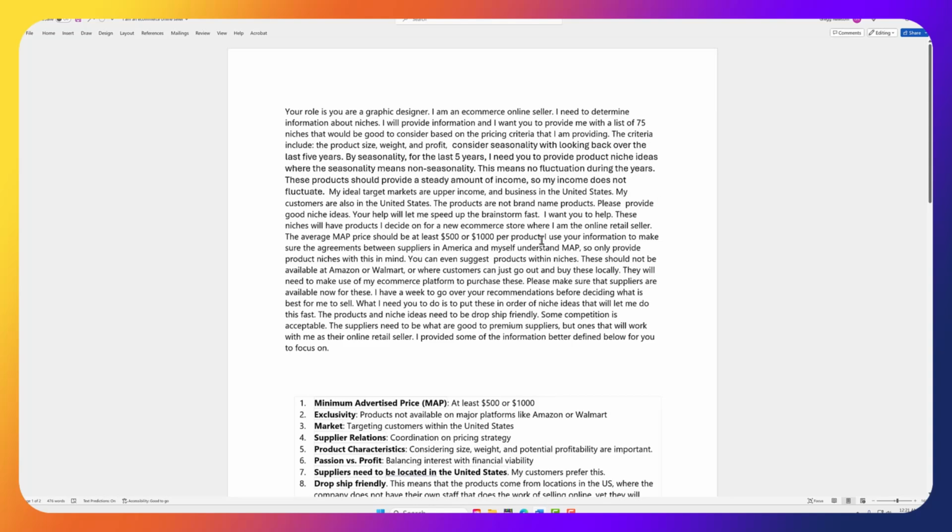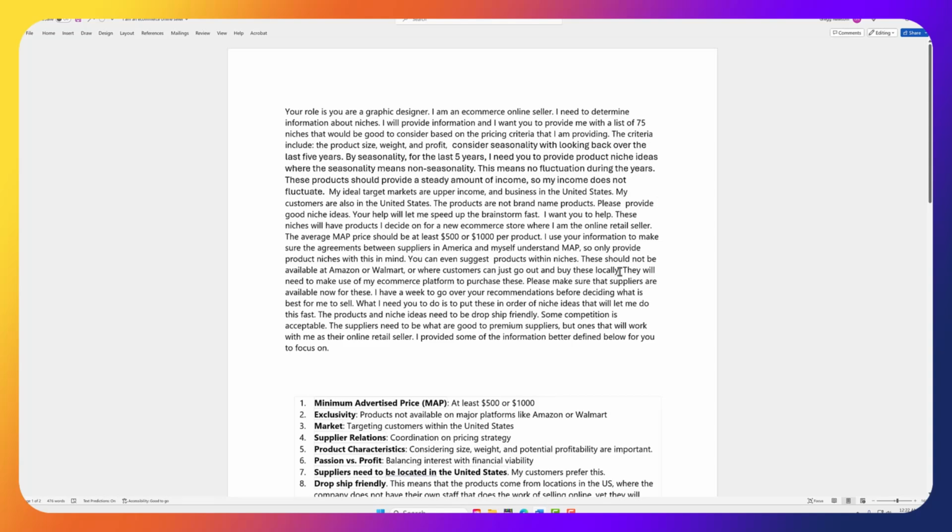It knows what MAP price is, so I don't need to tell it what that means. I use your information to make sure the agreements between suppliers in America and myself understand MAPs, so only provide product niches with this in mind. You can even suggest products within the niches. These should not be available at Amazon or Walmart, where customers can just go out and buy these locally. And believe me, it makes sure nobody can buy these locally.